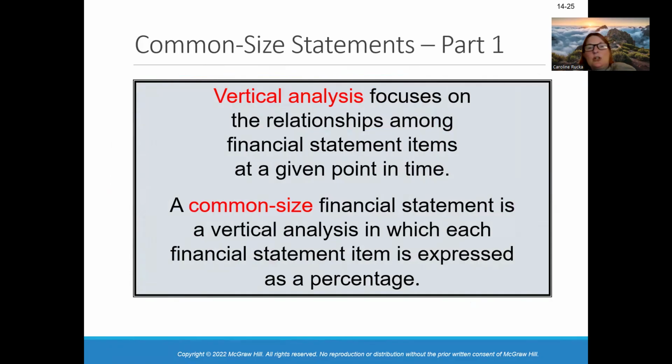This looks at the relationships between financial statement items at one point in time. So the horizontal analysis was year over year, but we're staying within the same account. The vertical analysis, we're comparing the different accounts to each other within the same year. For this, we often use a common size financial statement. It's a vertical analysis in which the financial statement items are expressed as a percentage.